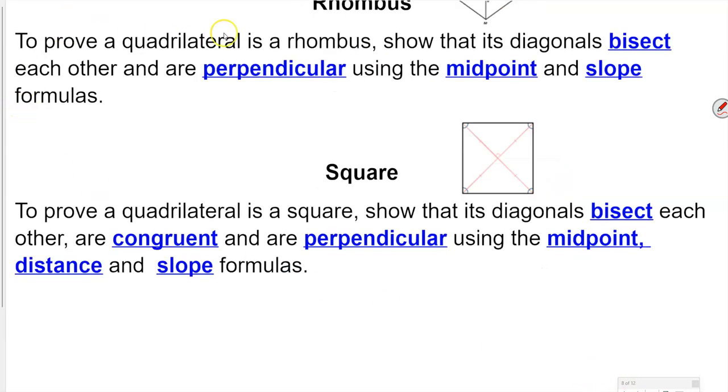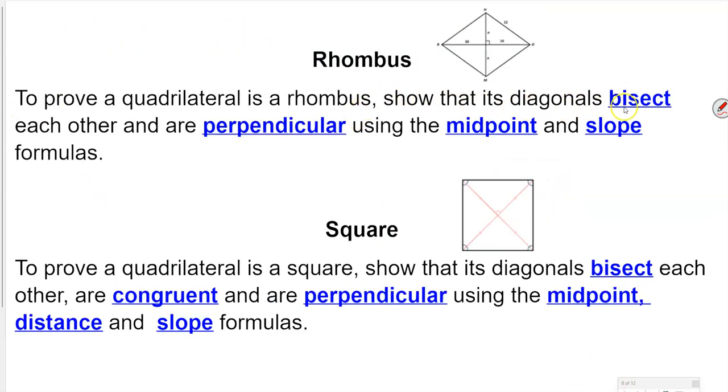Okay, so here again, to prove a quadrilateral is a rhombus, we're going to show that its diagonals bisect each other. Same property again, right? Why? Because it's, again, a parallelogram. But we're also going to show that they're perpendicular, okay? And that means they have negative reciprocal slopes, right? So there's your slope formula.